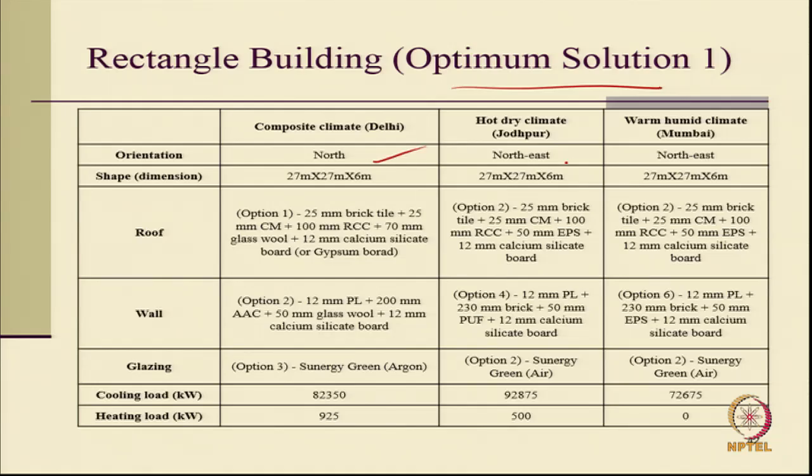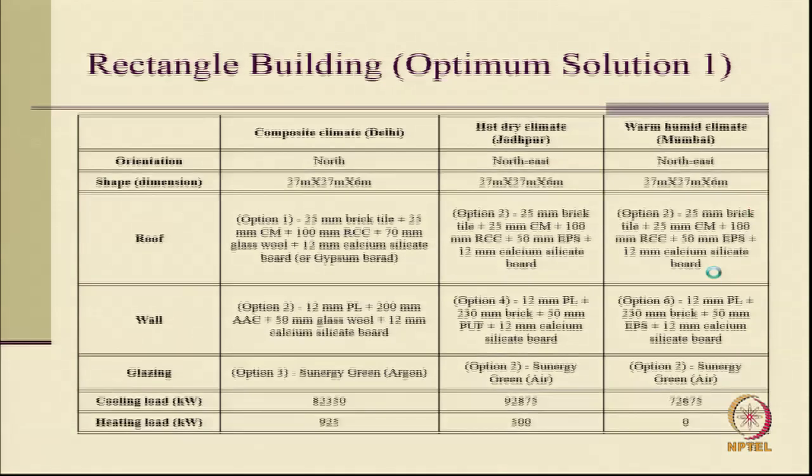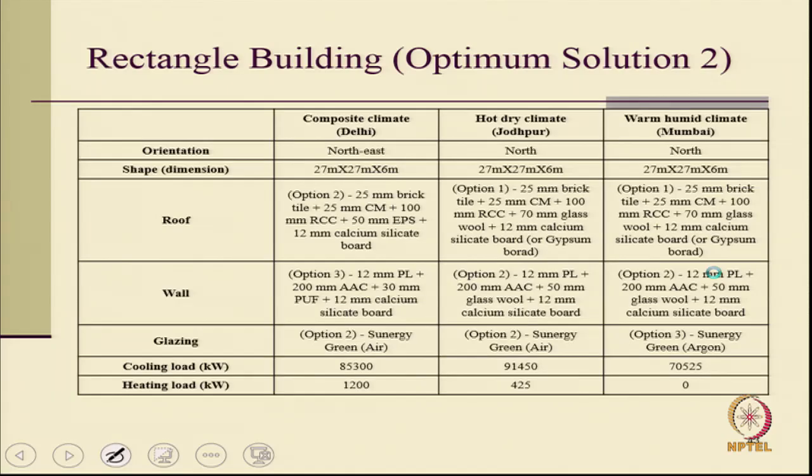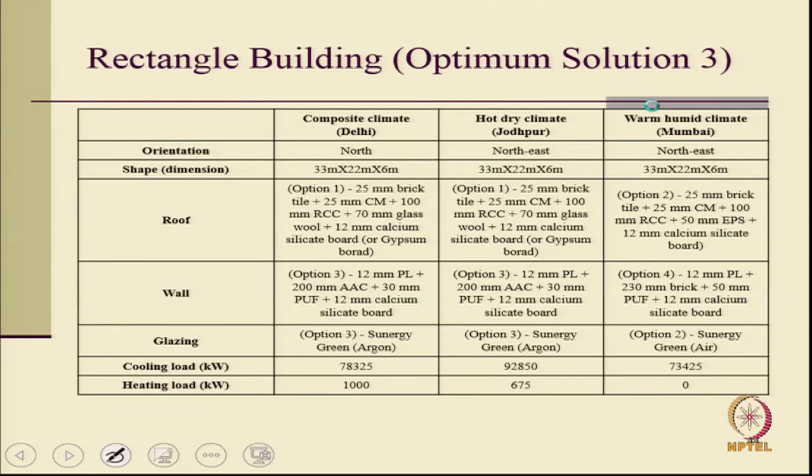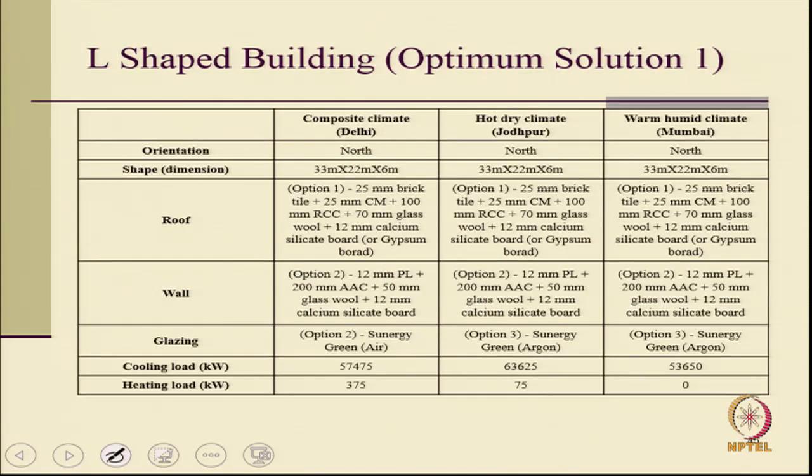So, you know the orientation for each climatic situation; you can get the best solution using such an optimization process. And optimal solution 2, that is the next to the best, that also you can look into, and the next, third best, also you can look into.